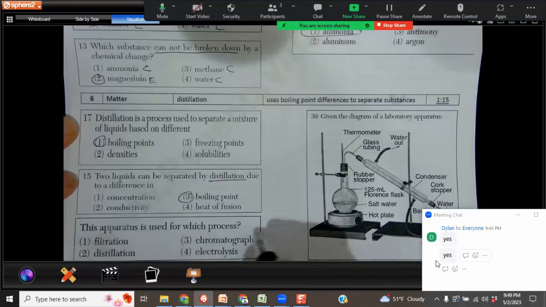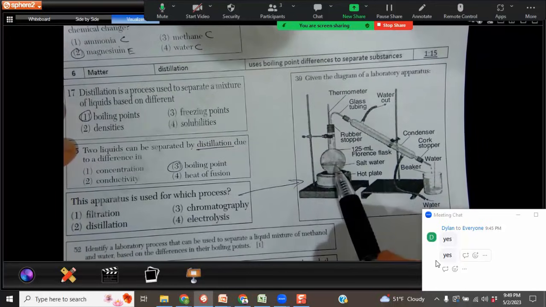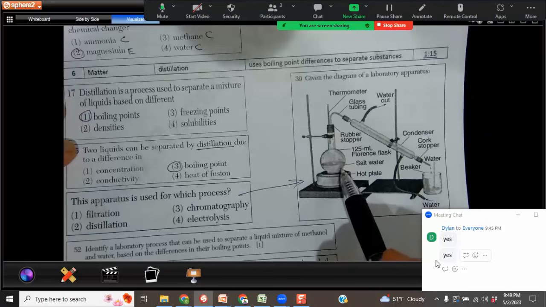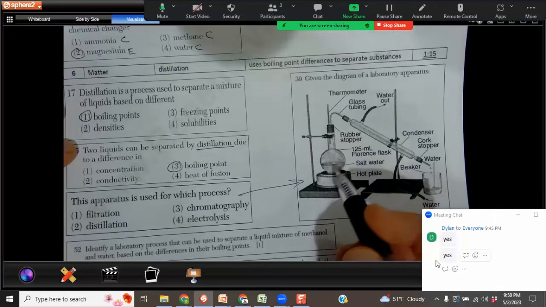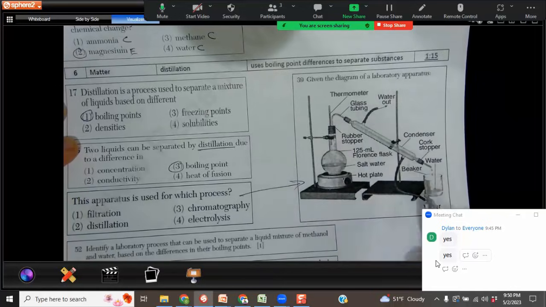This question here, this apparatus, this is actually what a distillation apparatus looks like. So you basically have a flask of some sort with a mixture. Like you could take alcohol and water, they're both colorless, right? You can't separate them with a filter, so you could use their boiling point differences to separate them. So you want to be familiar with this. This was actually on a recent exam. It might have been, I think, August 2022. And they said this apparatus is used for which process? And so this is what distillation looks like.